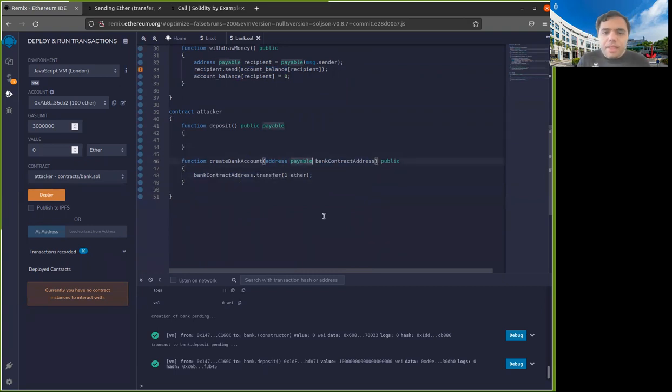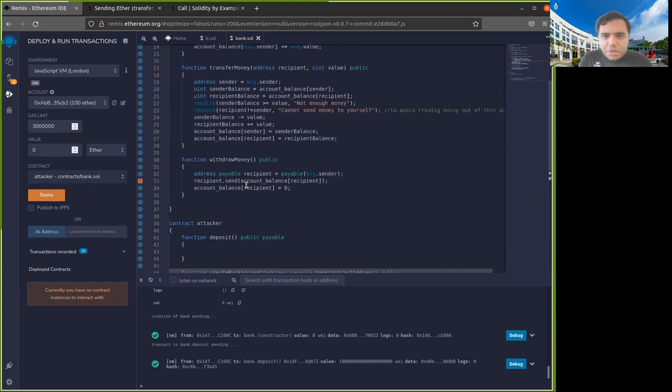Okay. So what create bank account does is that it creates a bank account, but it creates the account for this contract. So this contract, the attacker contract, has an address, and we will have a bank account with this address. And that bank account will have 1 Ether. Of course, this is assuming that the attacker contract had 1 Ether to send.